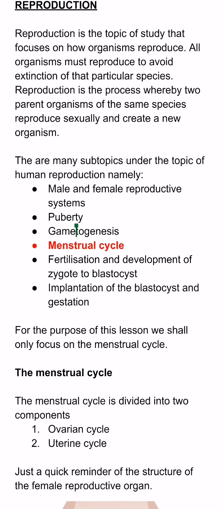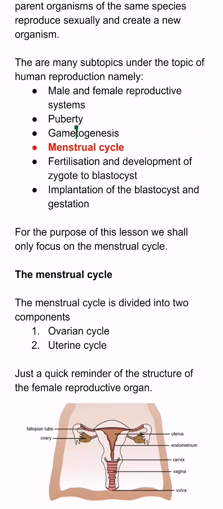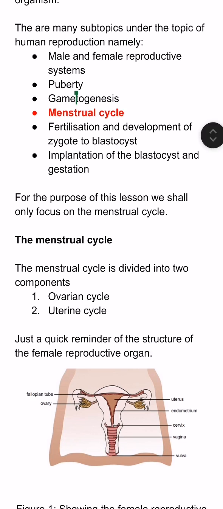There are many subtopics under the topic of reproduction, and we can find the male and the female reproductive organs. We can find puberty. Some of you went through that when you were in your early teen years, in grade 7 or so, where you started experiencing changes in your voice. If you're a guy, you became more muscular and so on. Gametogenesis, the menstrual cycle, fertilization and the development of the zygote to blastocyst, implantation of the blastocyst and gestation.